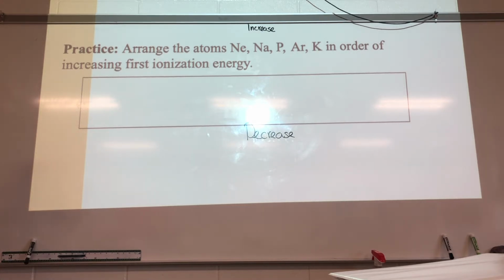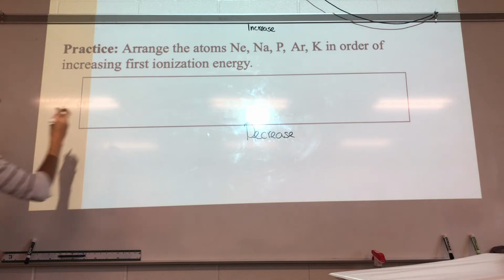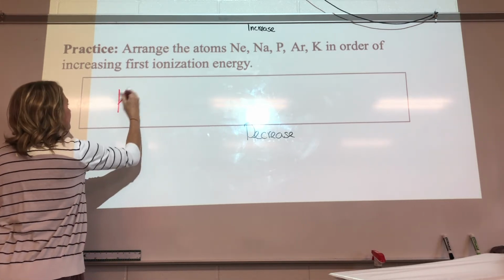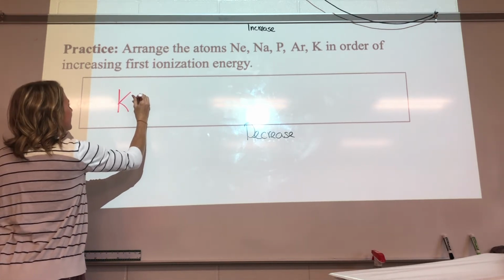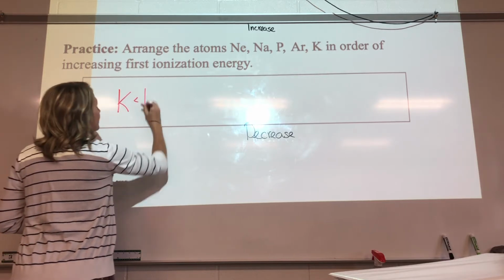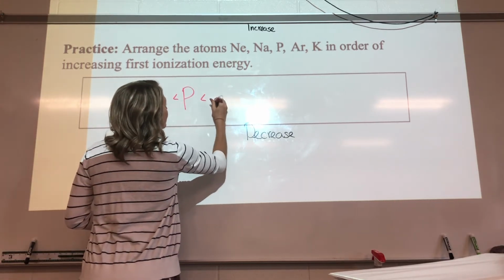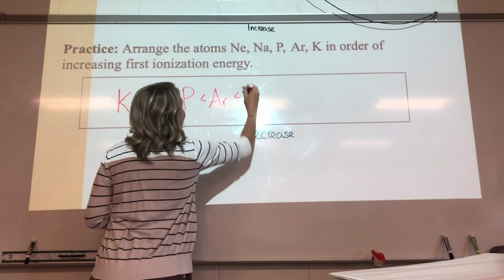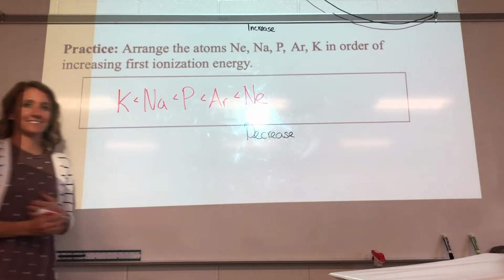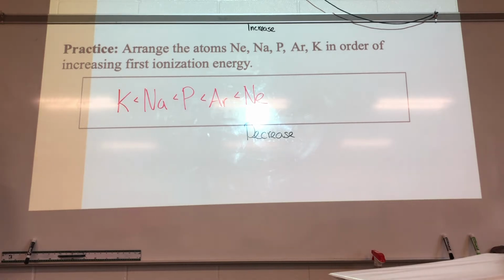Okay, so you should have potassium. Let's see, we're doing increase, so potassium is less than sodium, which would be less than phosphorus, which would be less than argon. Any questions? Did we not get it right and we don't know why?